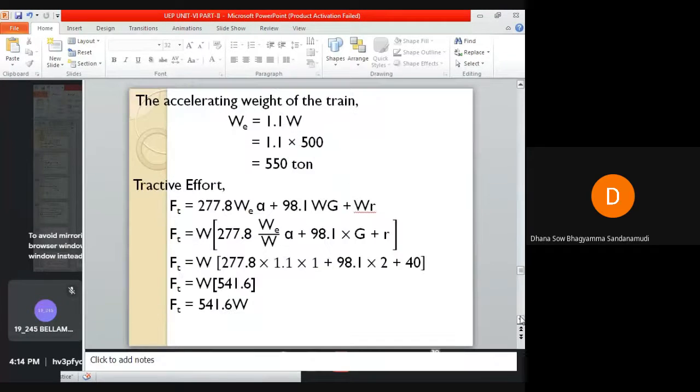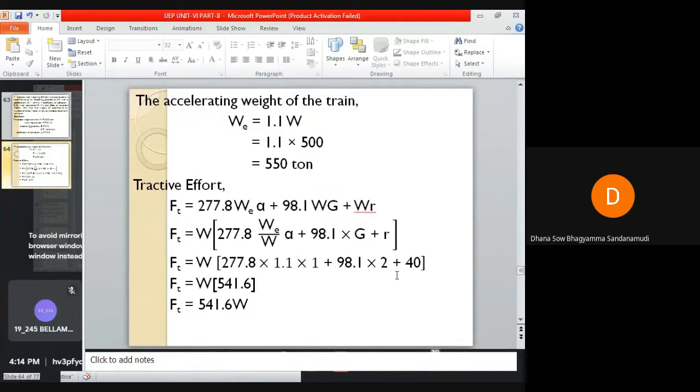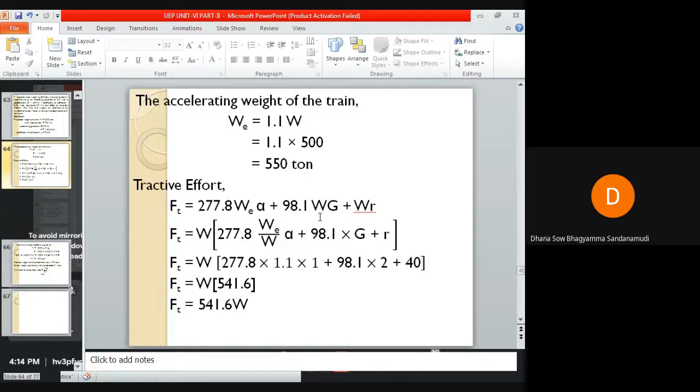Okay. So this is the given data. If dead weight is given, you can determine the accelerating weight of the train: We is equal to 1.1 into W. So 1.1 into 500, you will get 550 tons. And the track effort formula: Ft equal to 277.8 We alpha plus 98.1 Wg plus W into R.